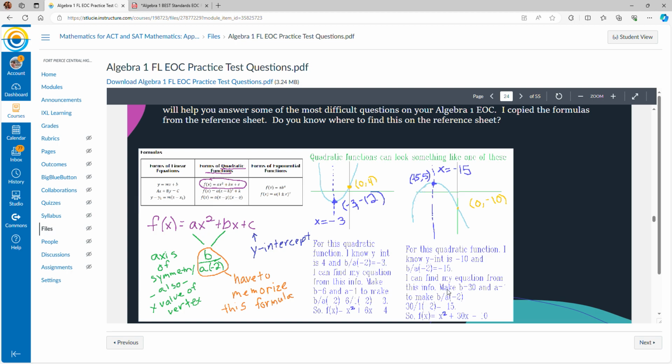So we made b 30 and a 1. So 30 over 1 times negative 2 equals negative 15. So this function equals, f of x equals x squared plus 30x minus 10. And again, sorry that some of this stuff got cut off when I converted it to a PDF.